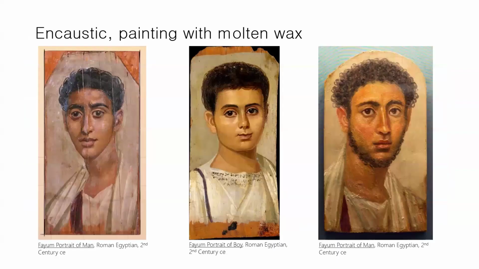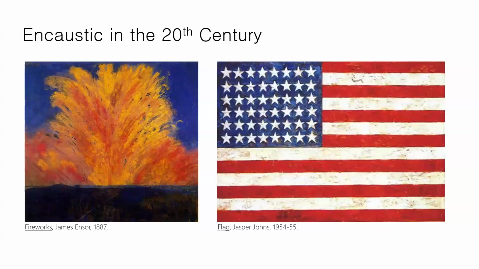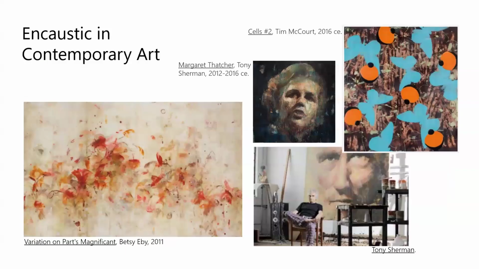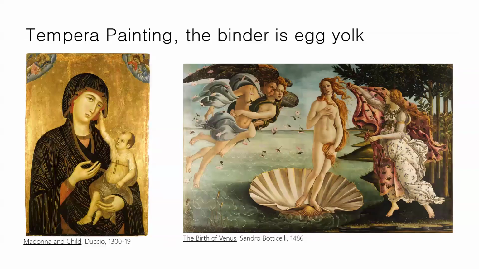And he's embracing that, which is different from these artists who were trying to come up with every possible technique to hide the encausticness of the encaustic. Here's a brilliant piece, Jasper Johns' Three Flags, which I think is really amazing. And here are some contemporary artists who also work in encaustic.